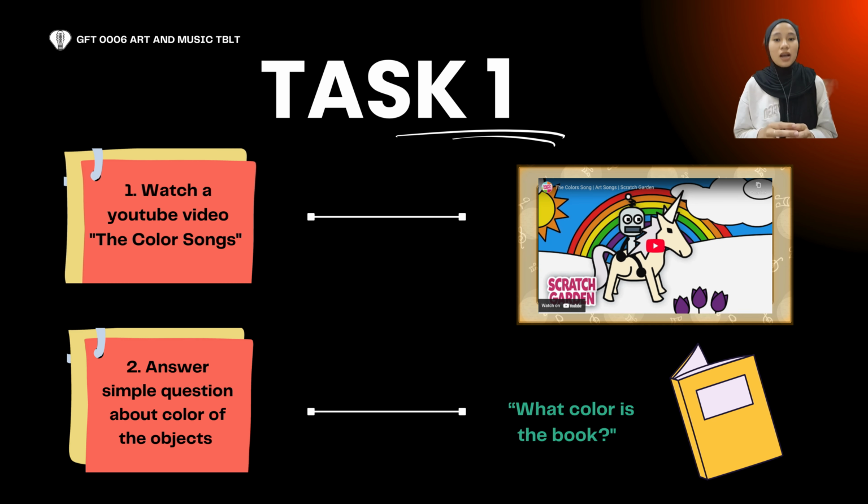For task 1, students need to gather around and watch a YouTube video that will be played by us, the teacher, in the class. From the video, students will learn about the categories of colors, including primary and secondary colors, and also warm and cool colors. After watching the YouTube video, students need to answer a simple question that will be asked by the teacher. For example, the teacher will choose a random object and ask its color.